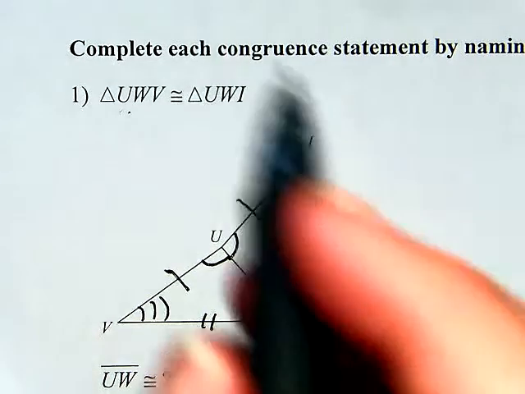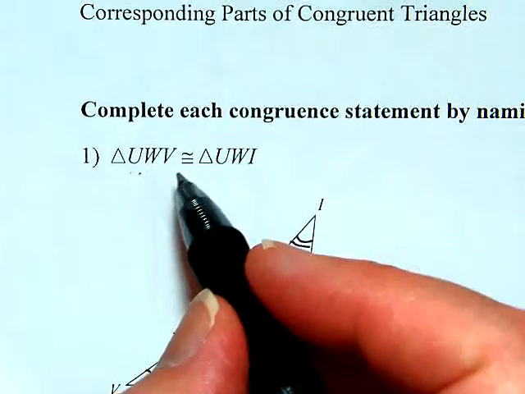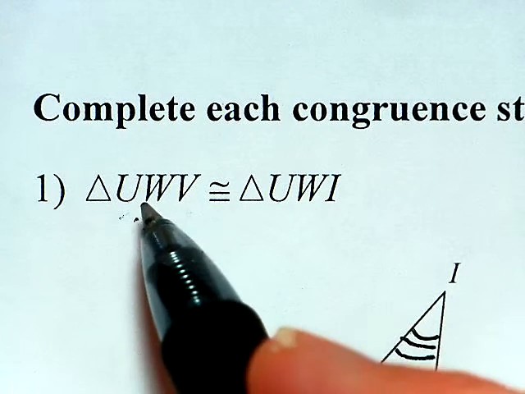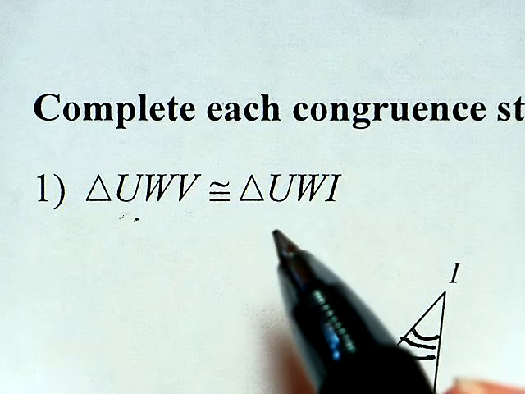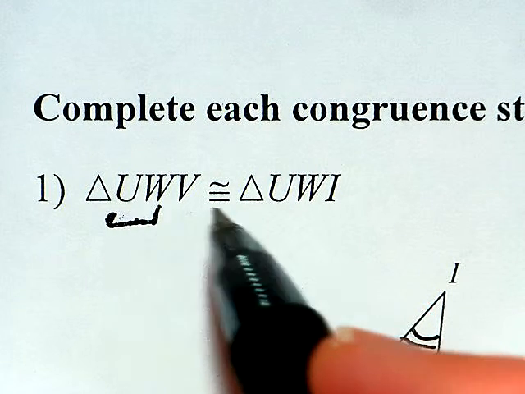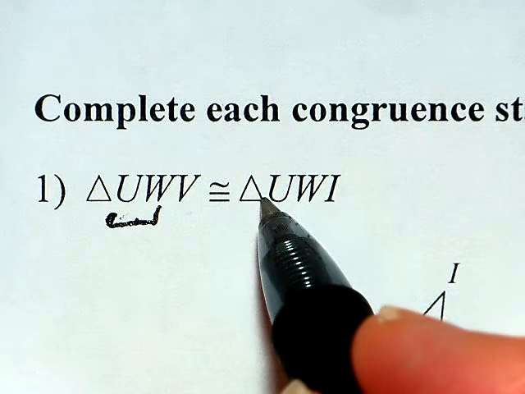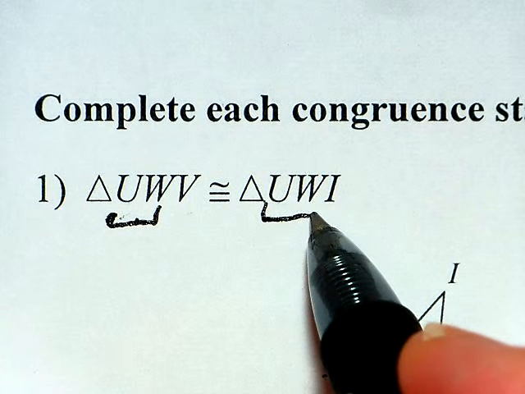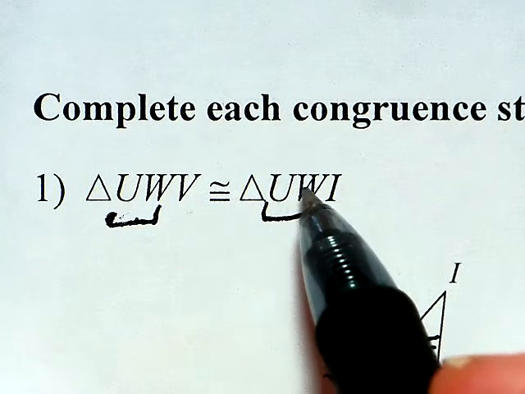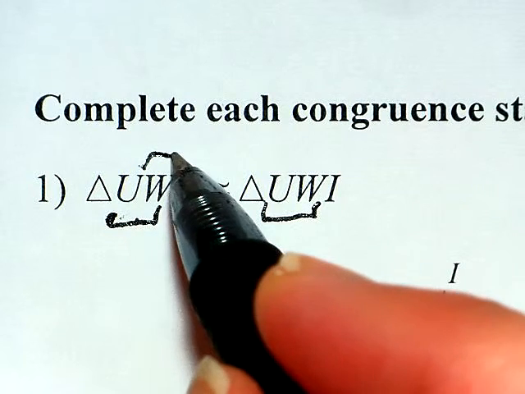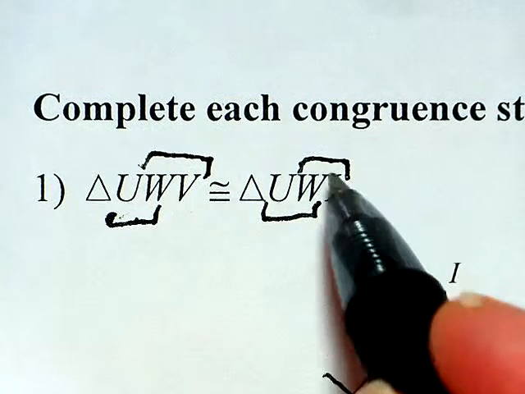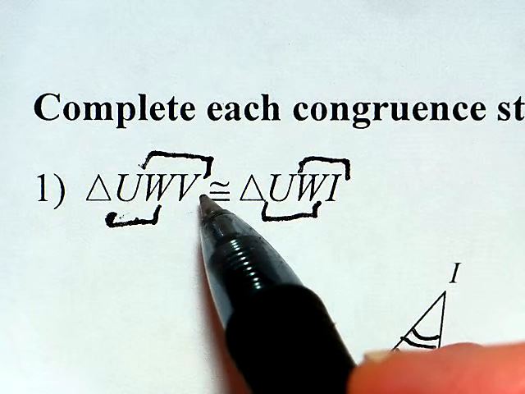Another little shortcut that you can notice is that if you actually look at the notation itself, it's possible to figure out some of the corresponding sides. For example, UW here, which are the first two letters in this notation, would correspond to UW here. Okay, so side UW in the first triangle corresponds to side UW because they share the same positions. Also, side WV in the first triangle would correspond to side WI in the second triangle because they both appear in the second and the third positions.